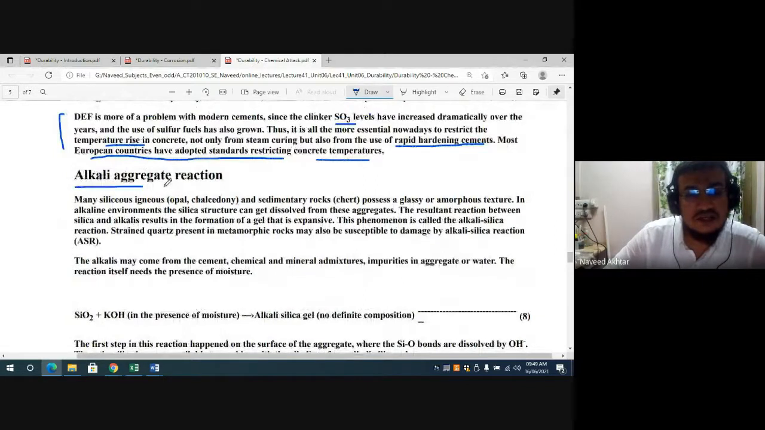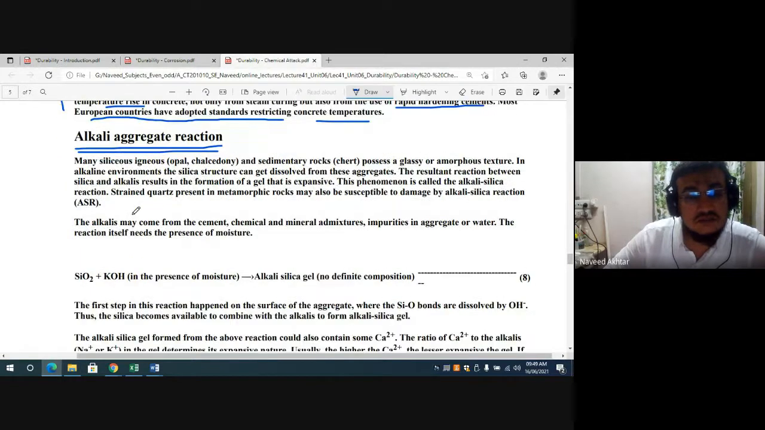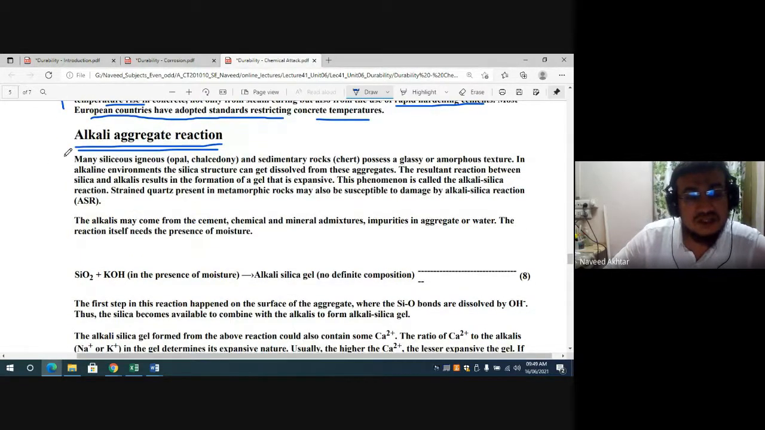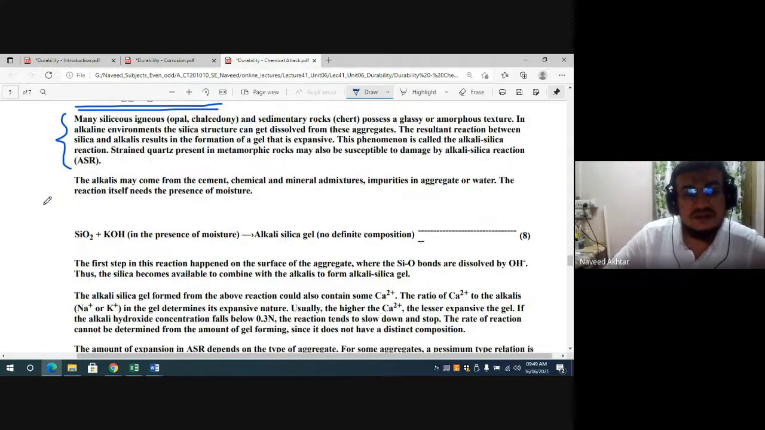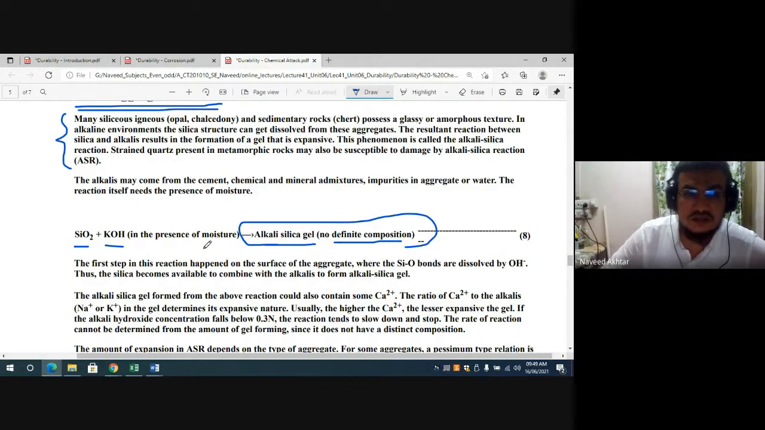This alkali aggregate reaction we have also seen in our first unit, where we have studied the aggregate. The aggregate reacts with the KOH, and SiO2 reacts in the presence of moisture to form alkali silica gel. No definite composition is available. The chemical formula you cannot define in this case.